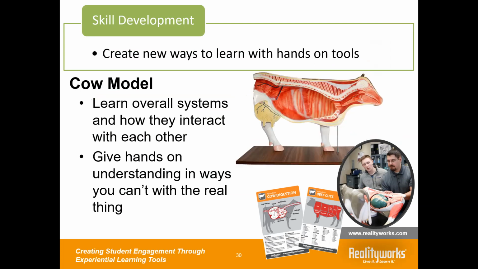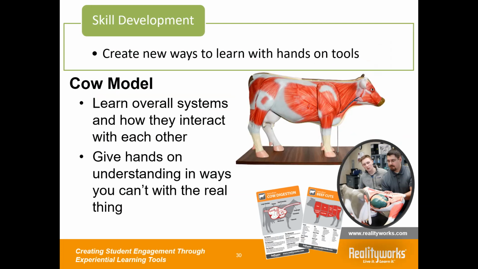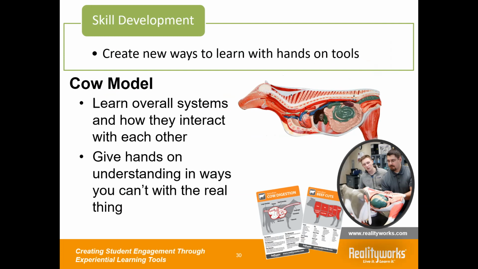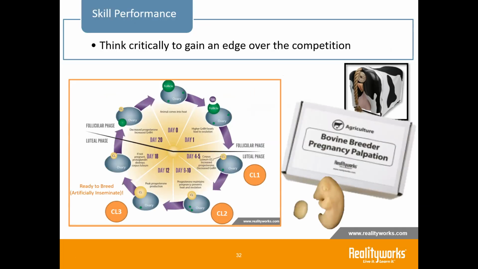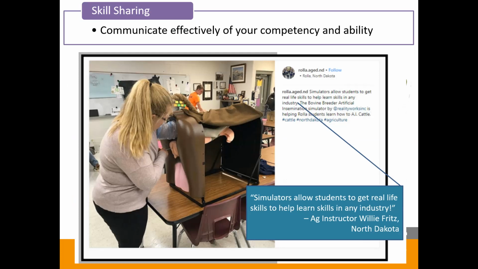So again, looking to skill development to be able to create new ways to learn, moving to collaborate and gain understanding and skill mastery. Then start thinking critically and gaining an edge over the competition by having the skill, by doing the skill, and being able to understand what that skill needs. And then communicate effectively of your competency and your ability, being able to show what you can do, and ultimately hope to get that job in the industry that you're looking for.